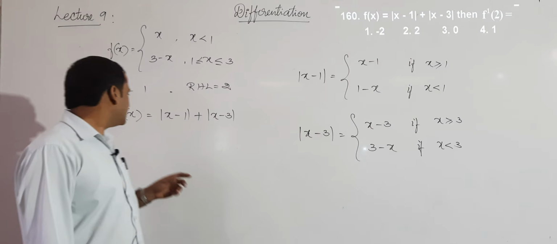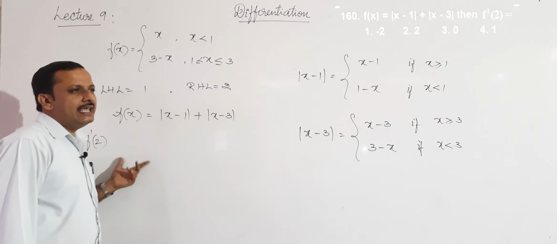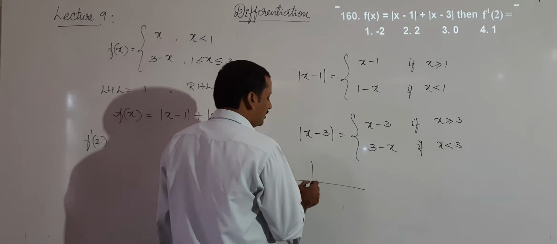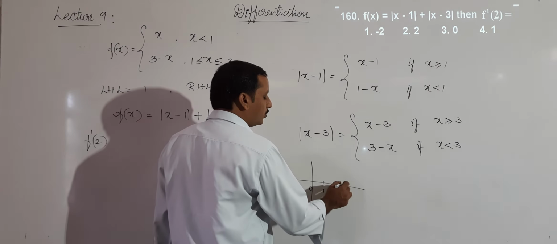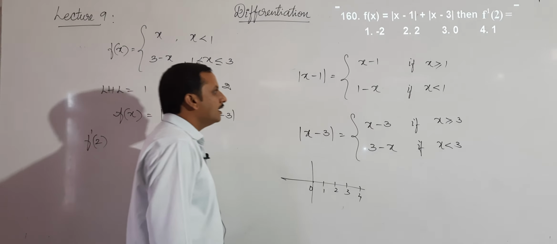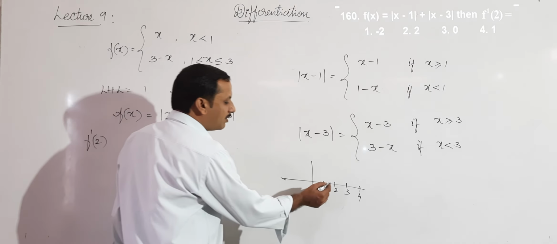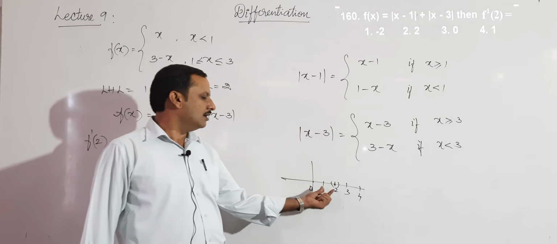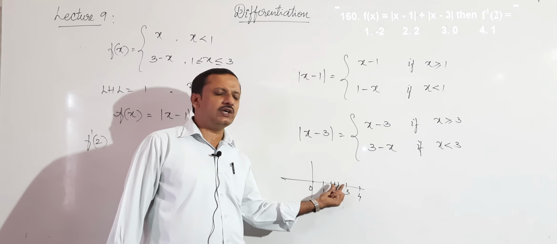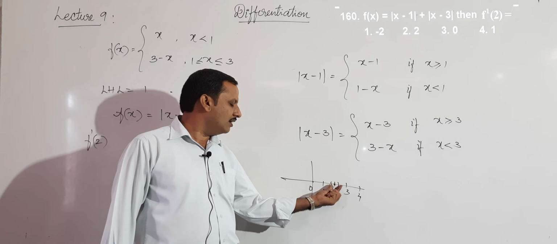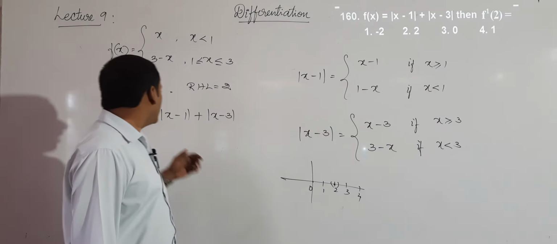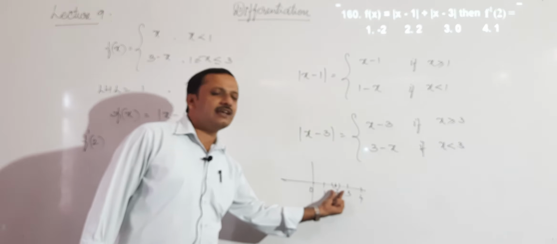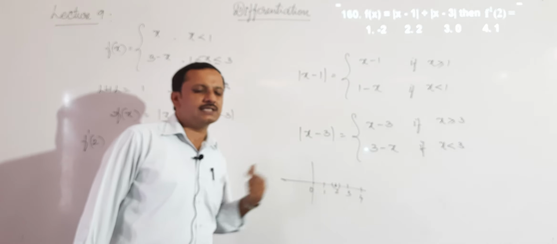Okay. We are asked to find out f dash of 2. In the neighborhood of 2, what happens? See here, this is 0, 1, 2, 3, 4, etc. We are talking about the neighborhood of 2. So neighborhood of 2 means a small open interval containing that point 2. Here, how mod x minus 1 and mod x minus 3 are defined in the neighborhood of 2, that is what we have to consider now.